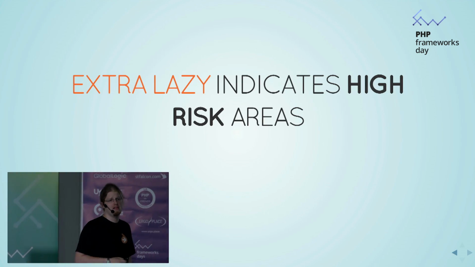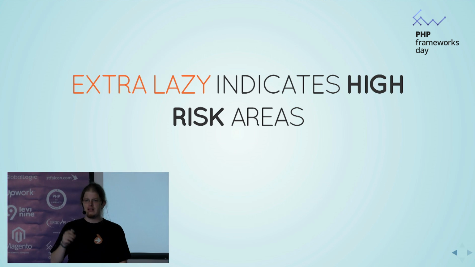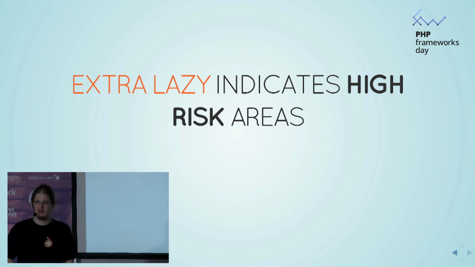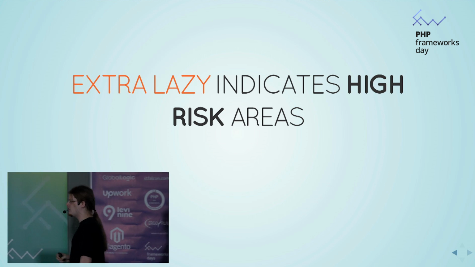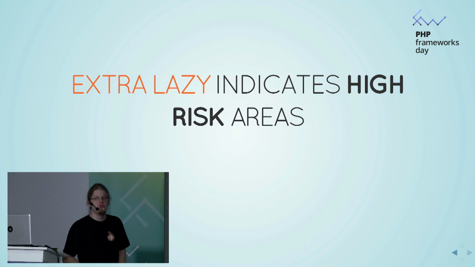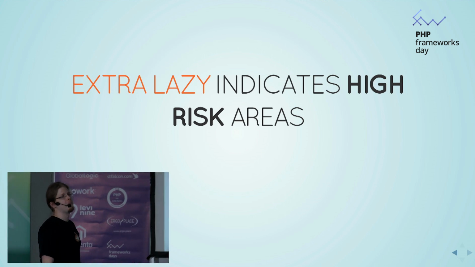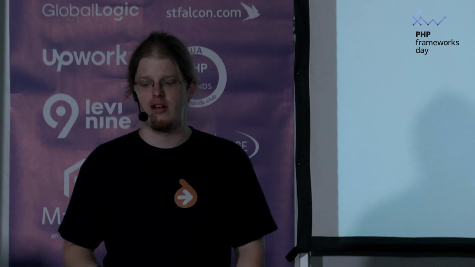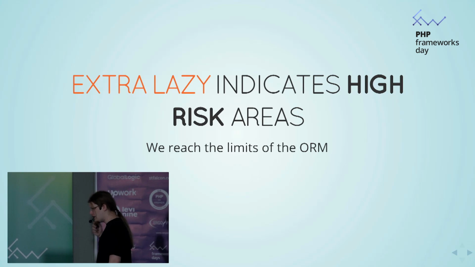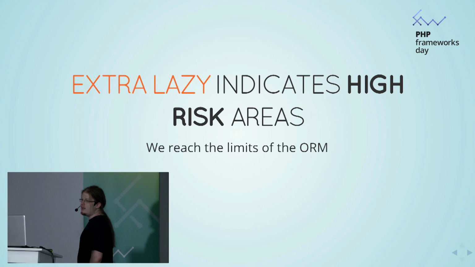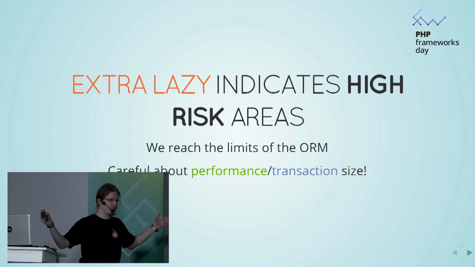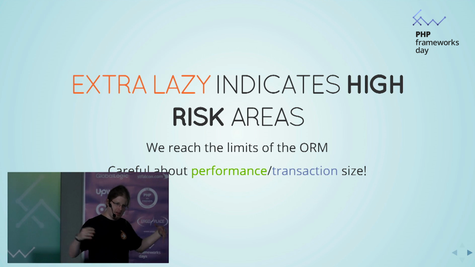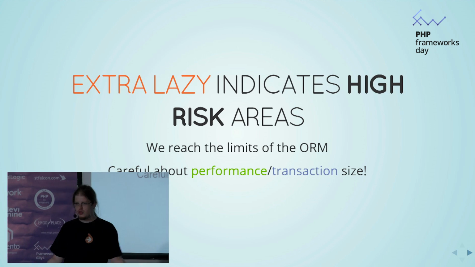On the other side, we have extra lazy. When you have extra lazy in a mapping, that usually means that you're reaching the limits of what the ORM can do. Because when you have an extra lazy collection, that collection may be huge. So when you load it in memory, then you make your application crash because you run out of memory. So this is where we get to the limits of what the ORM can do, and you have a lot of transaction and performance problems. You have large serialized transactions, large units of work, and generally problems with the performance of your application.